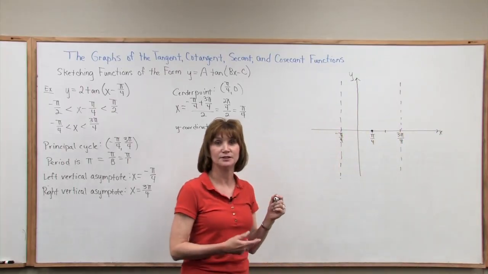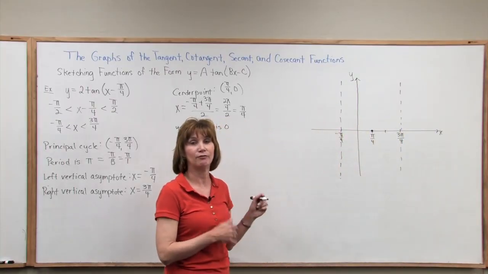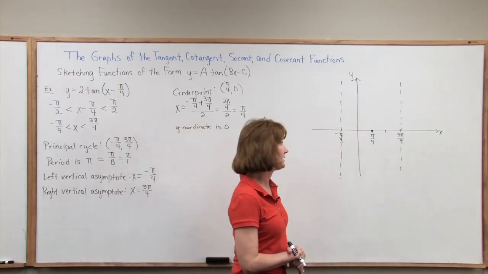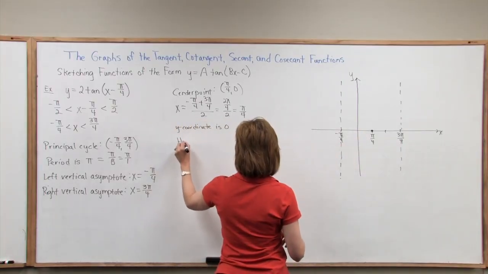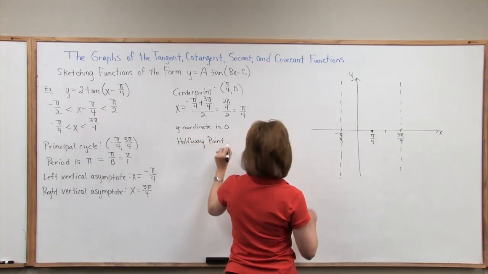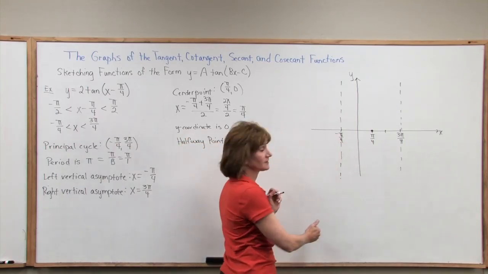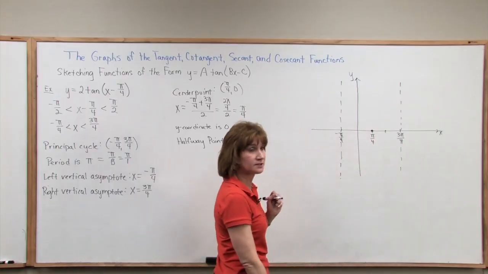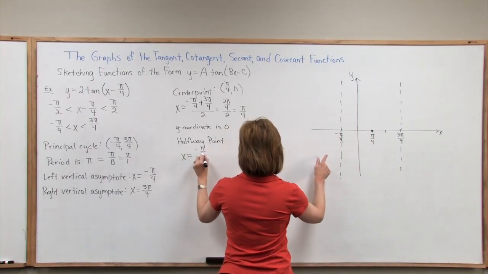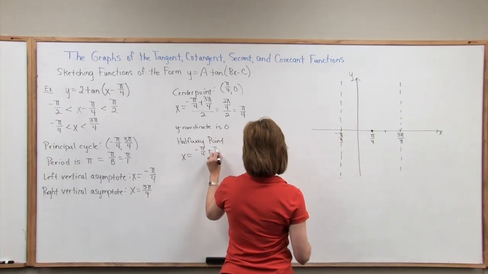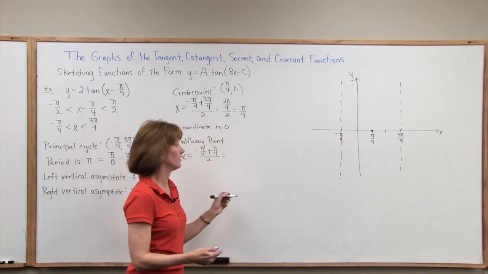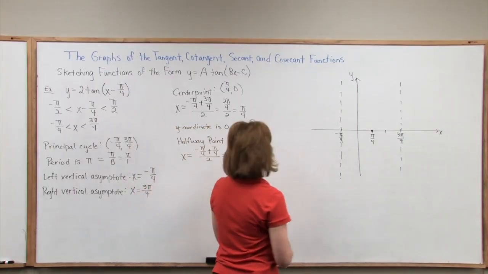Next, we need to find the 2 halfway points. Let's find the halfway point to the left of this center point. To get the x-coordinate of the halfway point to the left, it's going to be located halfway between this left vertical asymptote and the x-coordinate of the center point. So the x-coordinate will be negative pi over 4 plus pi over 4. And again, you divide that by 2. Well, the numerator is 0. 0 divided by 2 is 0.